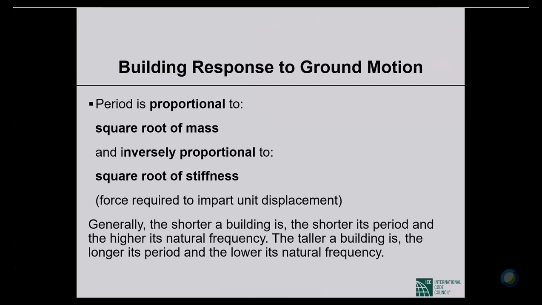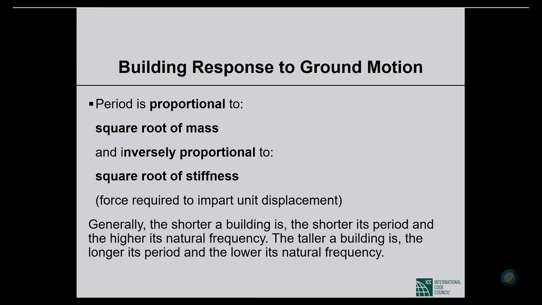This is extremely important. Period is proportional to the square root of mass. So heavier buildings have long periods. A concrete building will have a longer period than a steel building, typically, if everything else is the same: height, plan area, etc. Period is inversely proportional to the square root of stiffness. The stiffer the building, the shorter the period. Okay? So the heavier the building, the longer the period. The stiffer the building, the shorter the period.